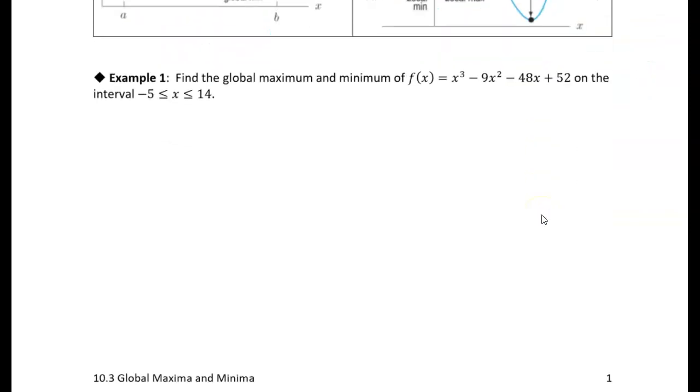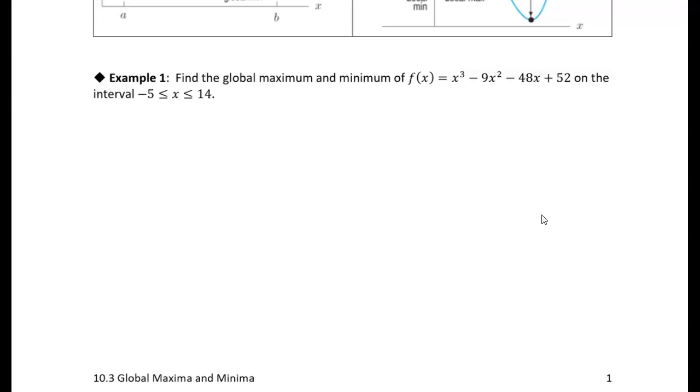We're going to look at the same function that we've been looking at for the last two sections. It's x cubed minus 9x squared minus 48x plus 52. We've already analyzed this in both 10.1 and 10.2, but we're going to look at it again to find global maxima and minima on this function for this closed interval. So now we've got a closed interval, and we're only concerned with this function where x is between -5 and positive 14.